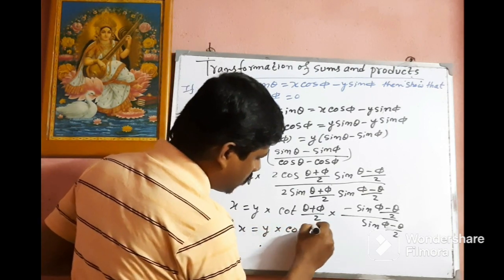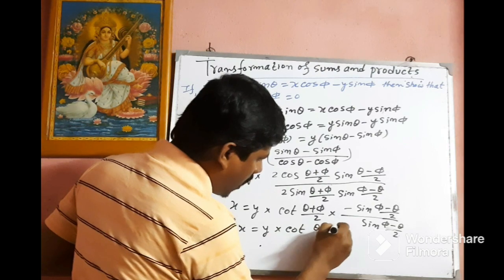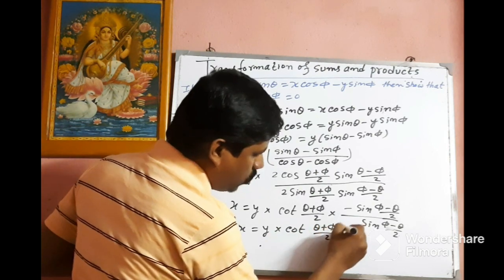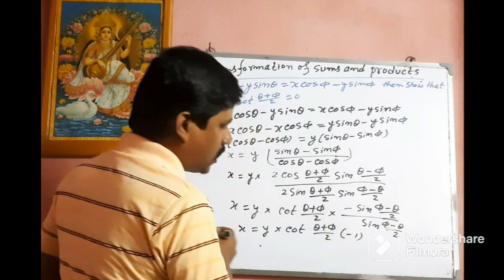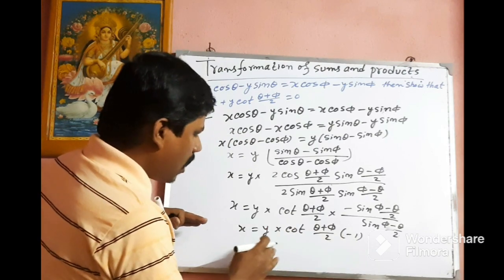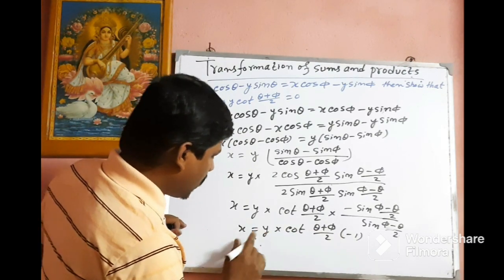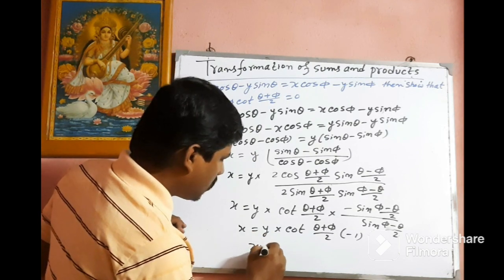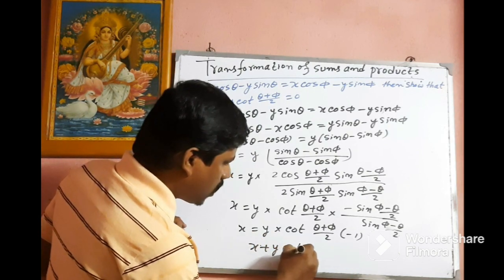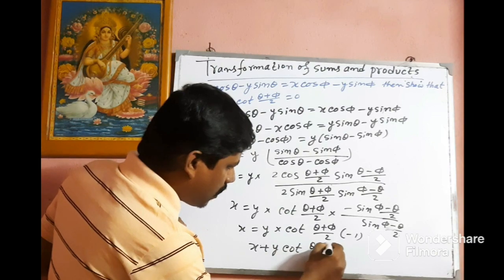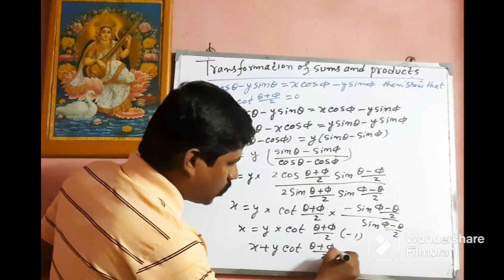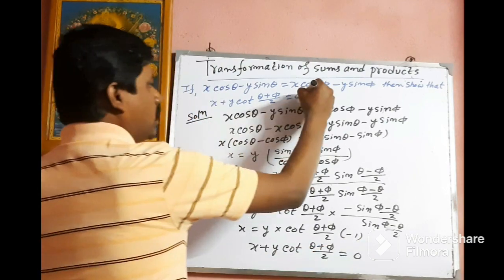So after calculating, we get x is equal to y cot (theta plus phi) divided by 2 multiplied with minus 1. So after calculating minus 1, we get x plus y cot of (theta plus phi) divided by 2 is equal to 0. This is our required result.